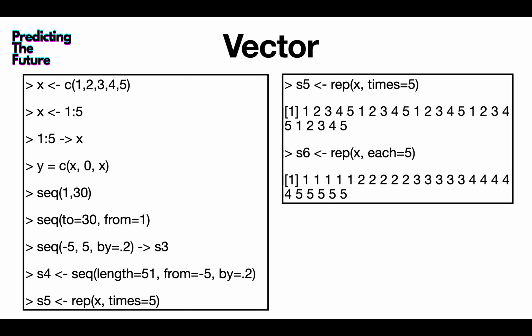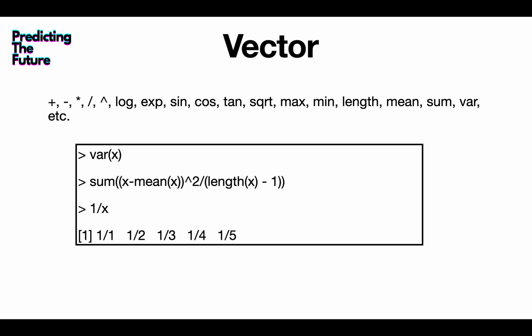Also, we can create vectors using a repeat function, the rep, and that's repeating the value of the first parameter multiple times. For example, x is a vector of 1, 2, 3, 4, 5, and then if we use the repeat function on x, repeating it 5 times, then that will be repeating 1, 2, 3, 4, 5 five times. So that's vector.